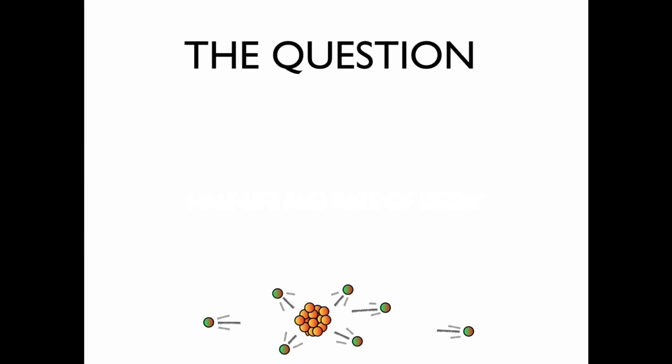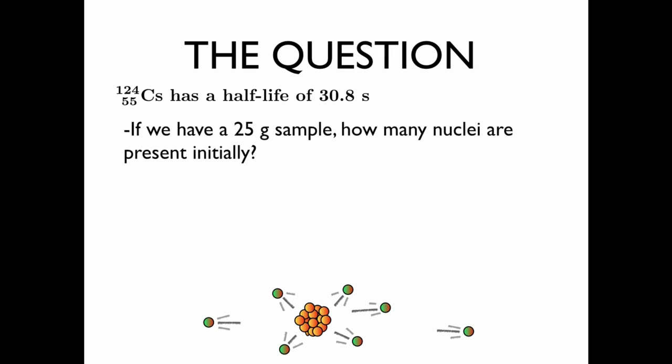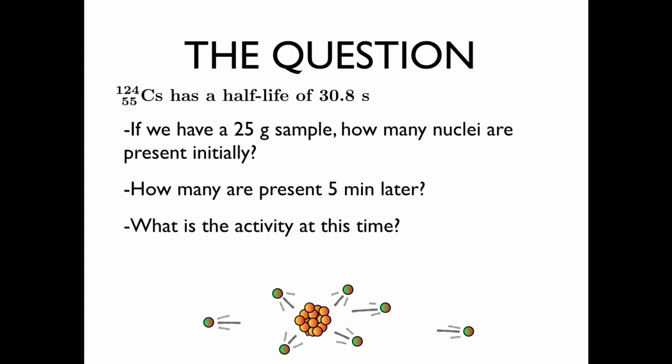The question. A radioactive isotope of cesium has a half-life of 30.8 seconds. If we have a 25-gram sample, we'd like to know how many nuclei are present initially, and after 5 minutes, how many are left? And what is the activity at this time? That is, how many decays per second are there at 5 minutes?